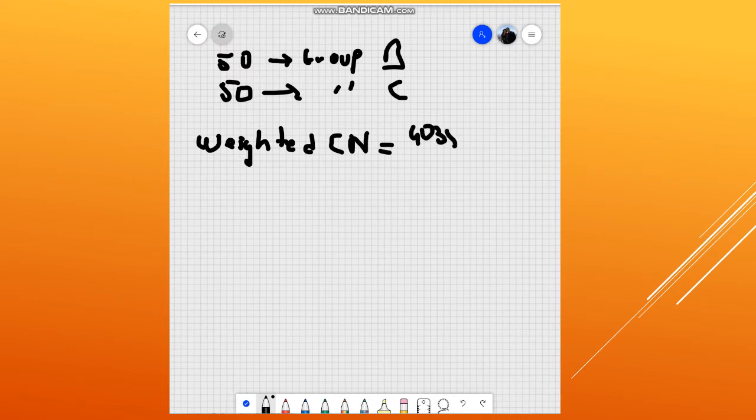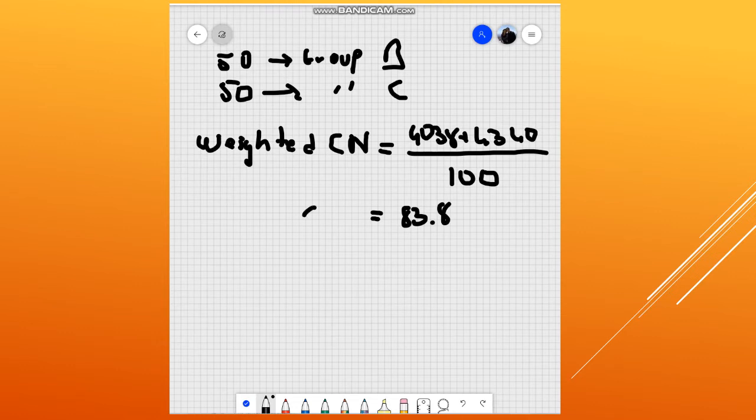So 4038 plus 4340 over 100, because we made it with product. 50% of the curve number cost 4038. The other 50% is 4340. When we divide by 100%, our weighted curve number is 83.8. The average of this watershed's curve number is 83.8.